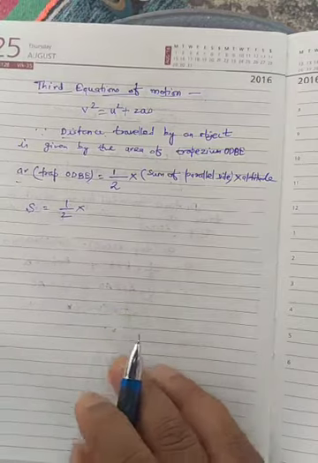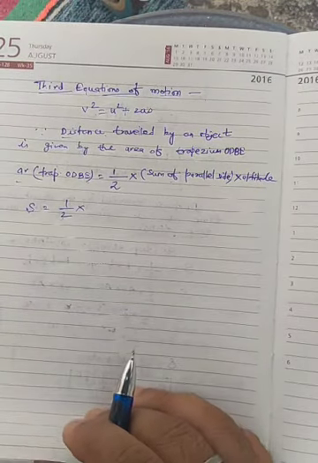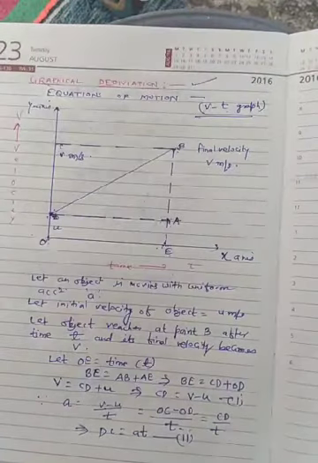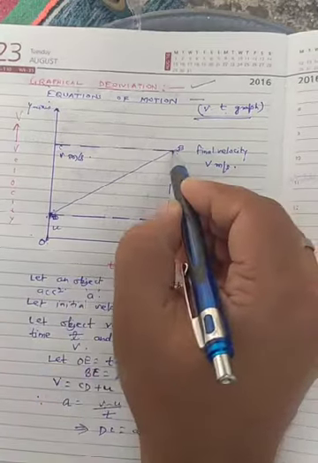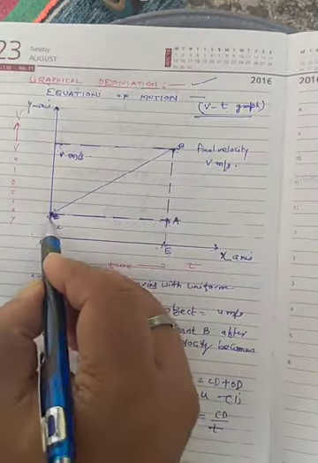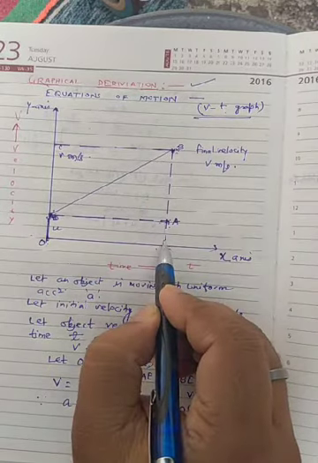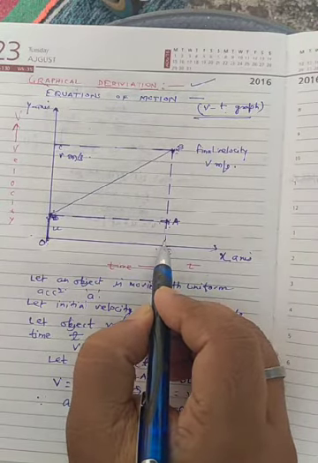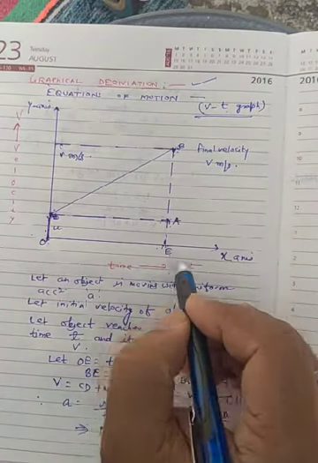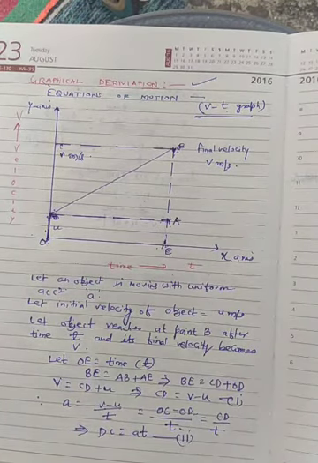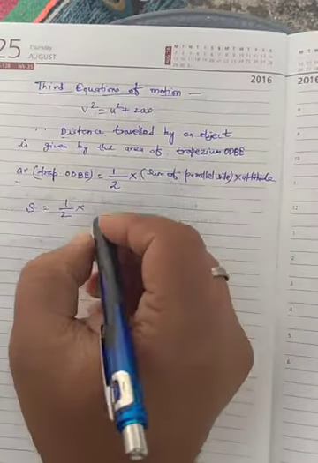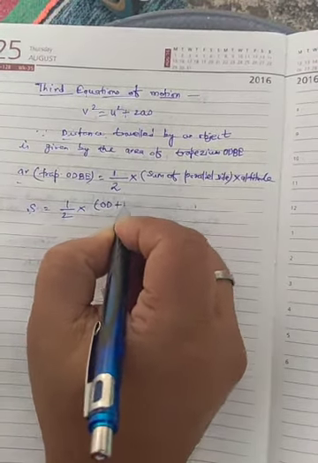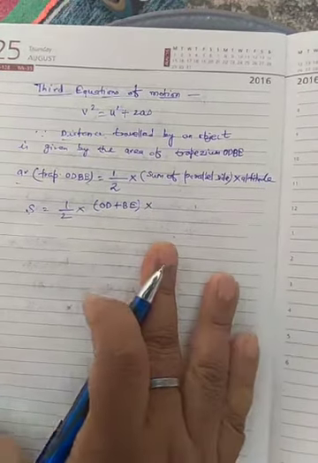In trapezium, parallel sides. Let's see what parallel sides we are having in the graph. This one is parallel, OD and BE. OD and BE are the parallel sides. So we will write OD plus BE. Right? So here sum of parallel sides means OD plus BE into altitude.